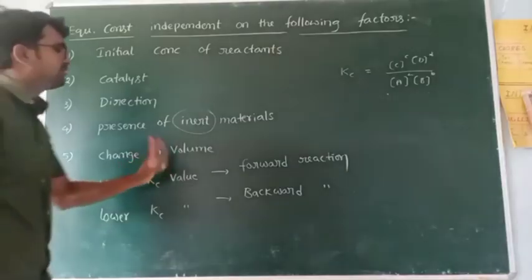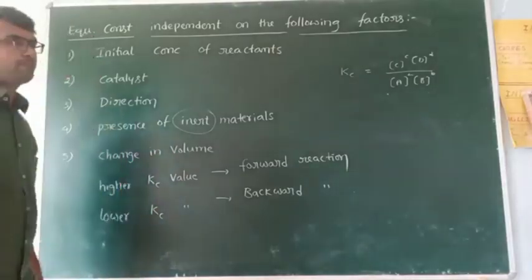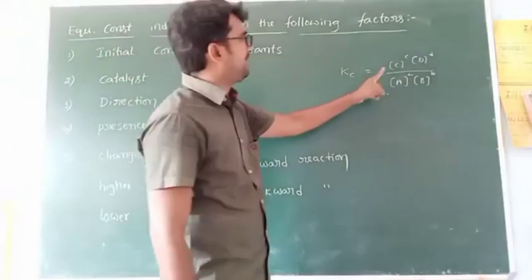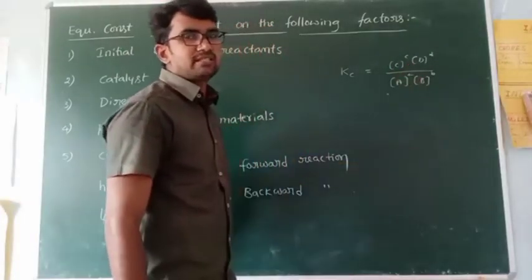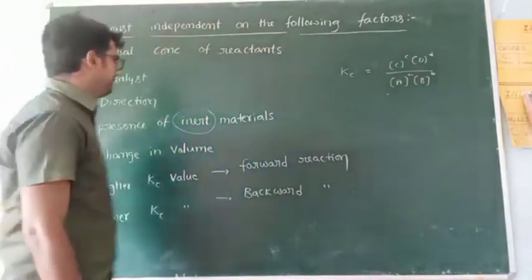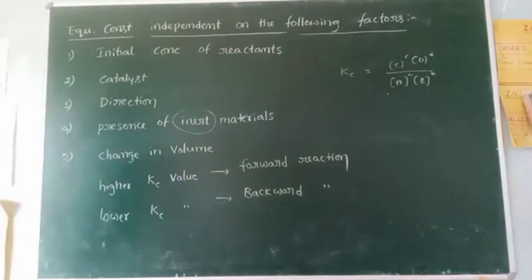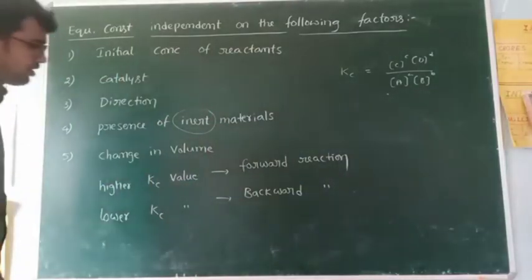Last one, change in volume. Equilibrium constant only depends upon the concentration of the reactants and concentration of the products, not the volume. Okay, right. These are the factors the equilibrium constant is independent of.